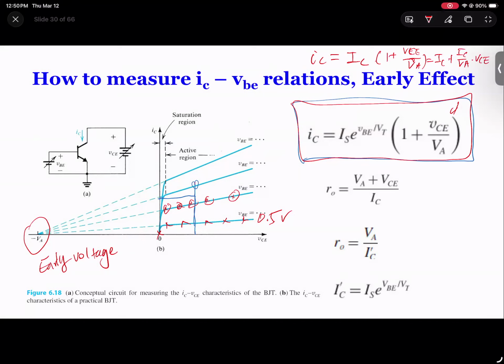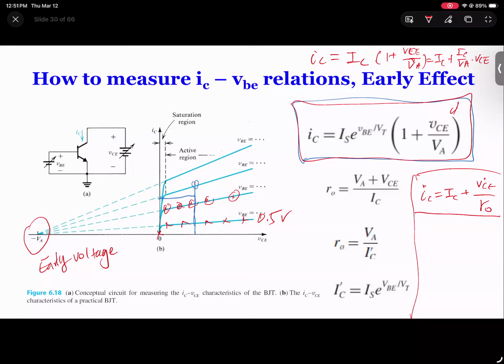So really, I want to write the IC over VA, because later on I can define VA over IC as RO. This is resistance. Once IC is given in the circuit, VA is related to the device. This one doesn't change, but IC could change. So if you change your IC, this RO is going to change. But if you fix IC, this RO is fixed. So I plug this RO back into that equation. What I got is IC equal to IC plus VCE over RO.